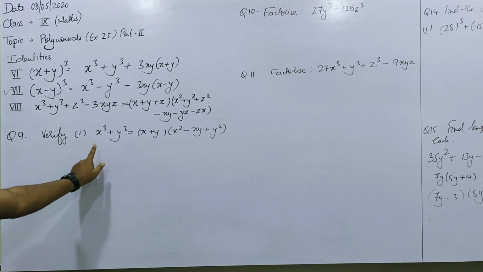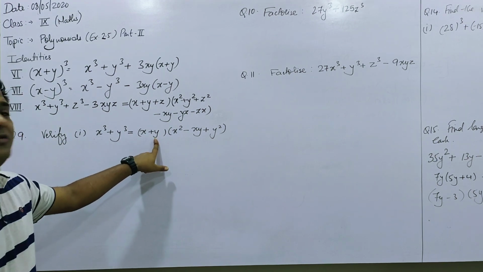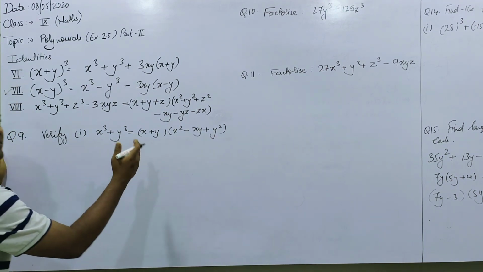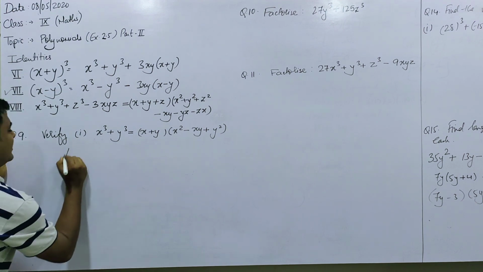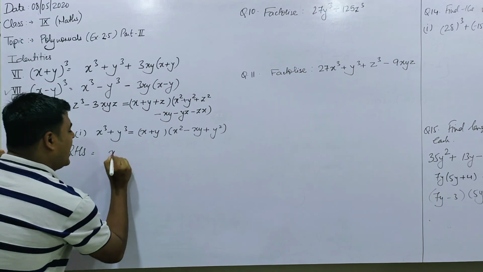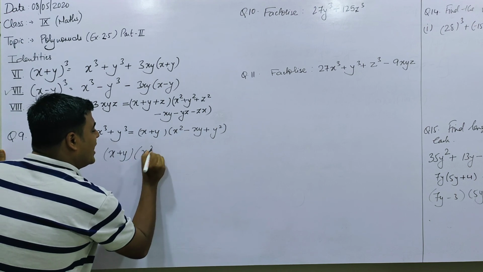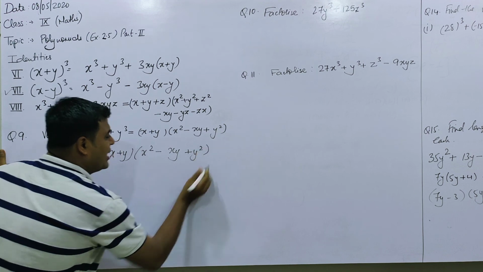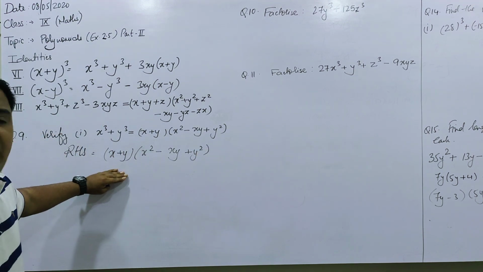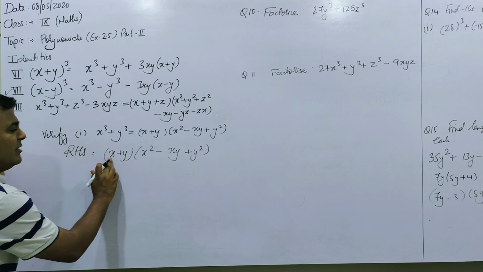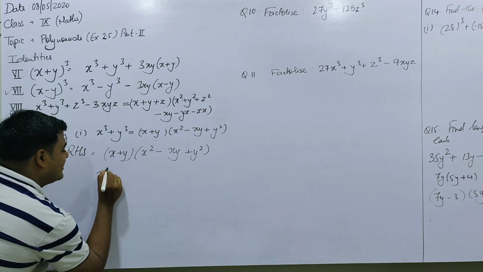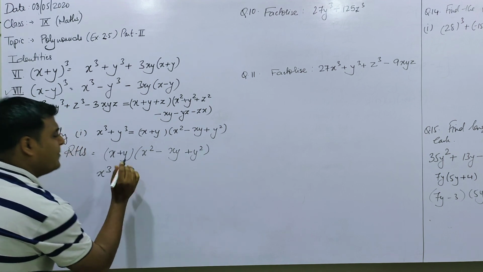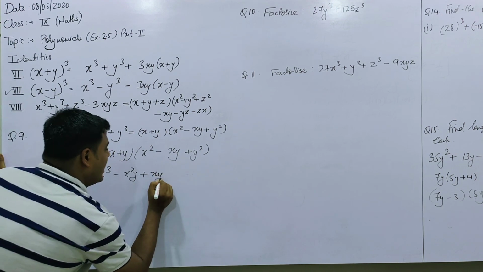It says verify x cube plus y cube is equal to x plus y into x square minus xy plus y square. So let us take the RHS to solve. RHS is x plus y into x square minus xy plus y square. Now you have to multiply this bracket with the whole bracket. Let us multiply. I am multiplying x with all the three terms. That is x into x square, x cube, x into minus xy, that is minus x square y, then plus xy square.